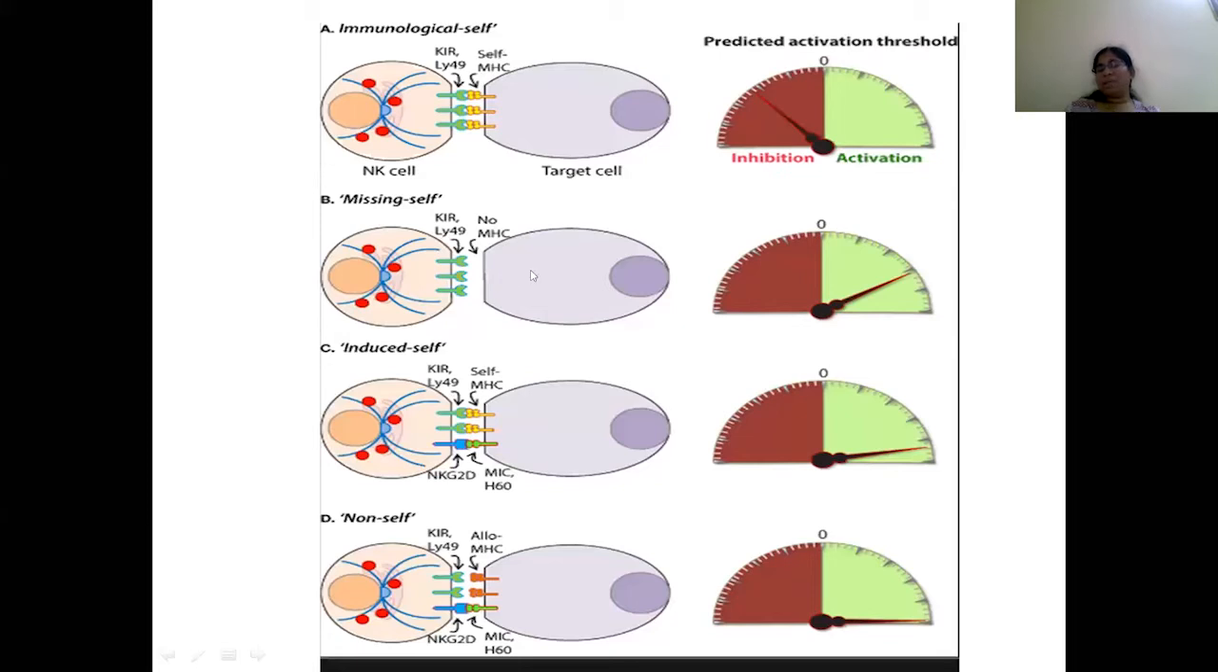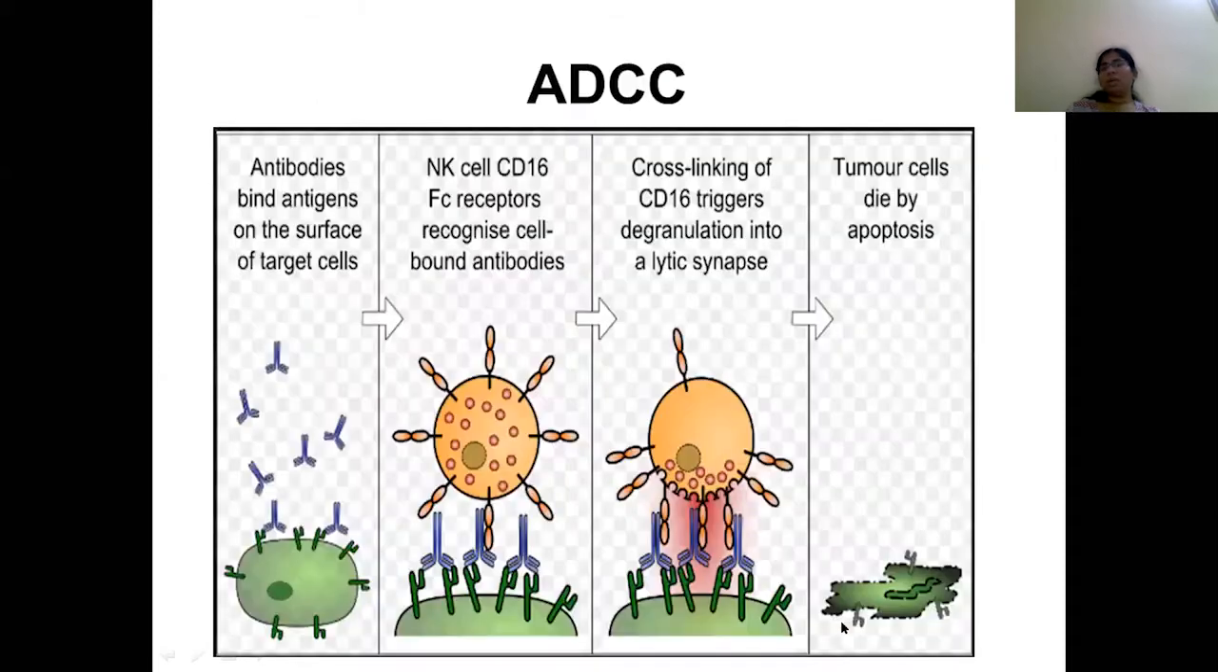If there is a missing cell, meaning a target cell is not having self-MHC or class 1 MHC, then what happens? The inhibitory receptors are not engaged and you have activation of NK cell. If you have an induced cell, meaning you have modified antigens which are able to ligate or bind to the activatory receptors in spite of having self-MHC, the NK cell will get activated and will kill. Or if you have a non-self MHC, then there's no inhibitory receptor ligation, and ultimately only the activating receptors are activated, and it will definitely lead on to NK cell cytotoxicity.